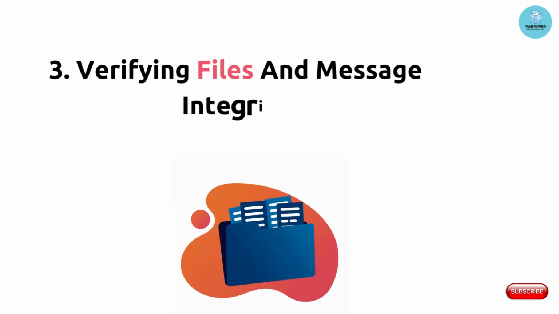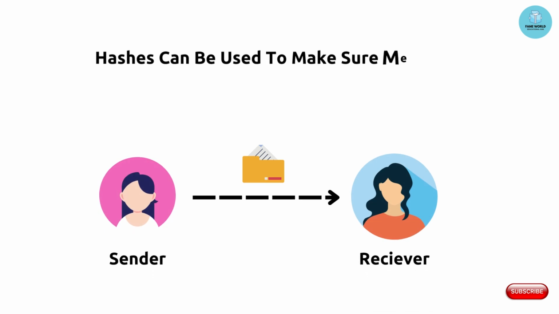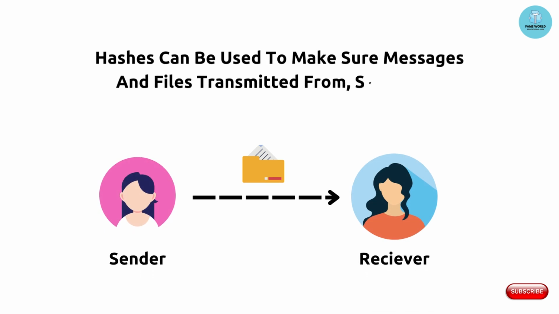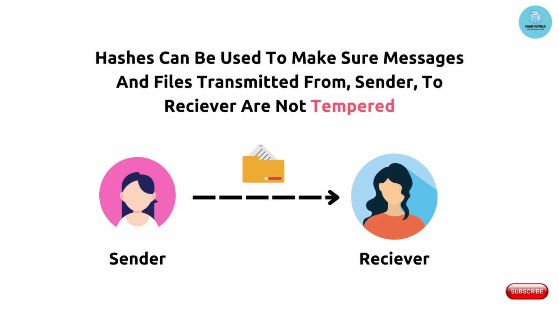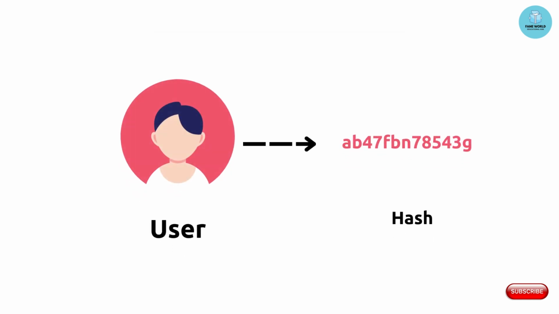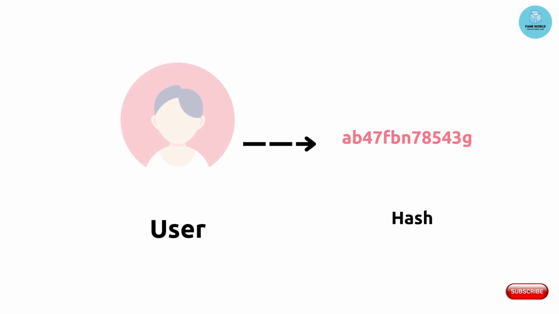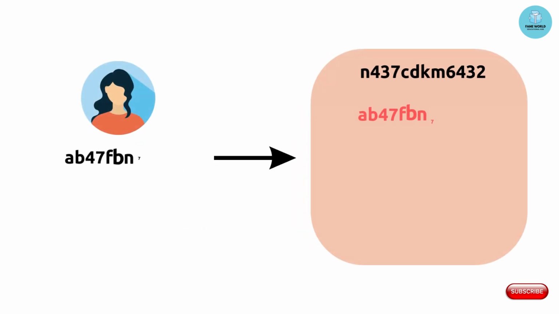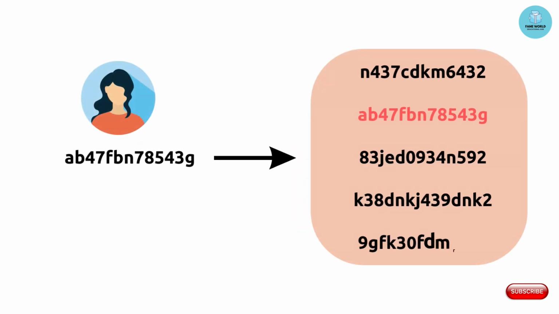Number 3. Verifying files and message integrity. Hashes can be used to make sure messages and files transmitted from sender to receiver are not tampered with during transmission. The practice builds a chain of trust. For example, a user might publish a hashed version of their data and the key so that recipients can compare the hash value they compute to the published value to make sure they align.